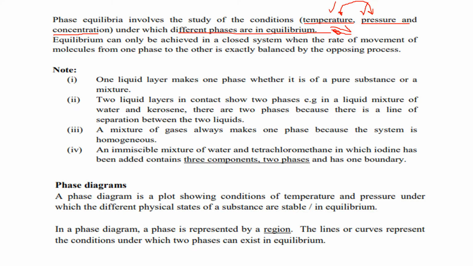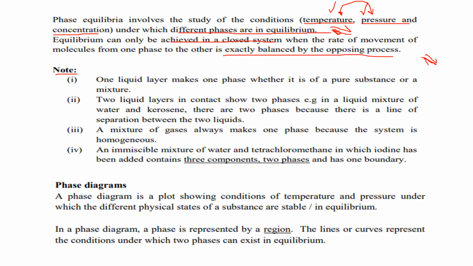Now remember that we gave this one as one of our characteristics: when the rate of movement of molecules from one phase to another is exactly balanced by the opposing process. This is also explaining the use of reversible arrows, both in our phase diagrams and in our equations. So let's note down the following. We are saying that to differentiate a phase, now remember the definition of a phase.